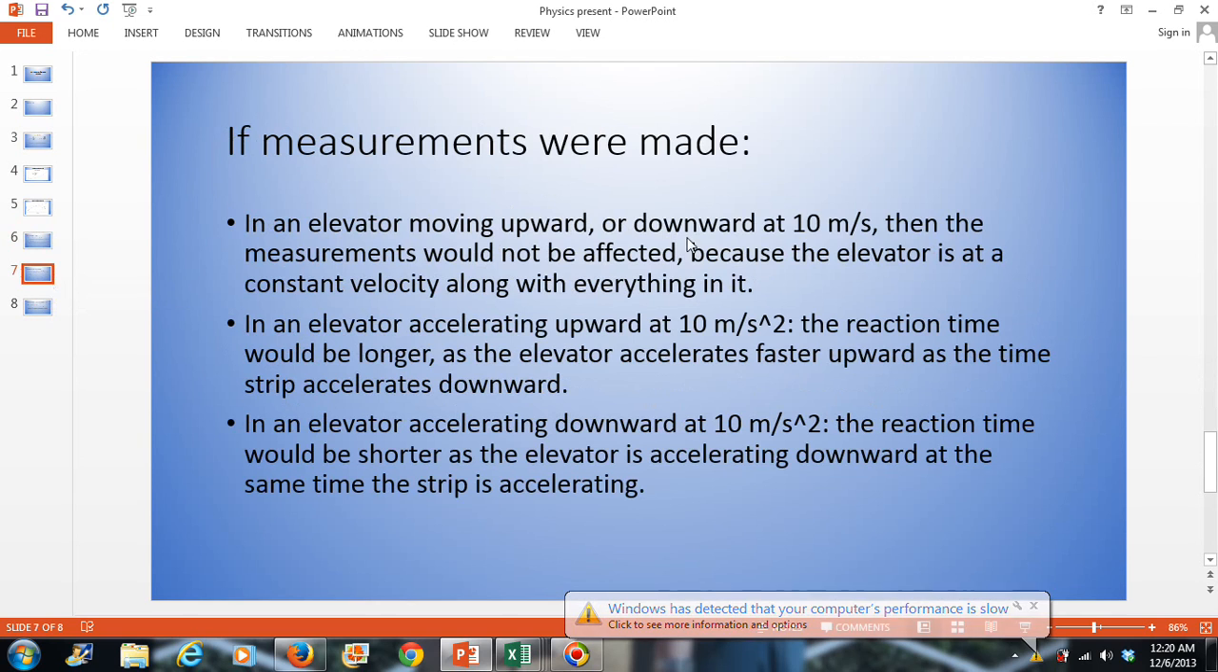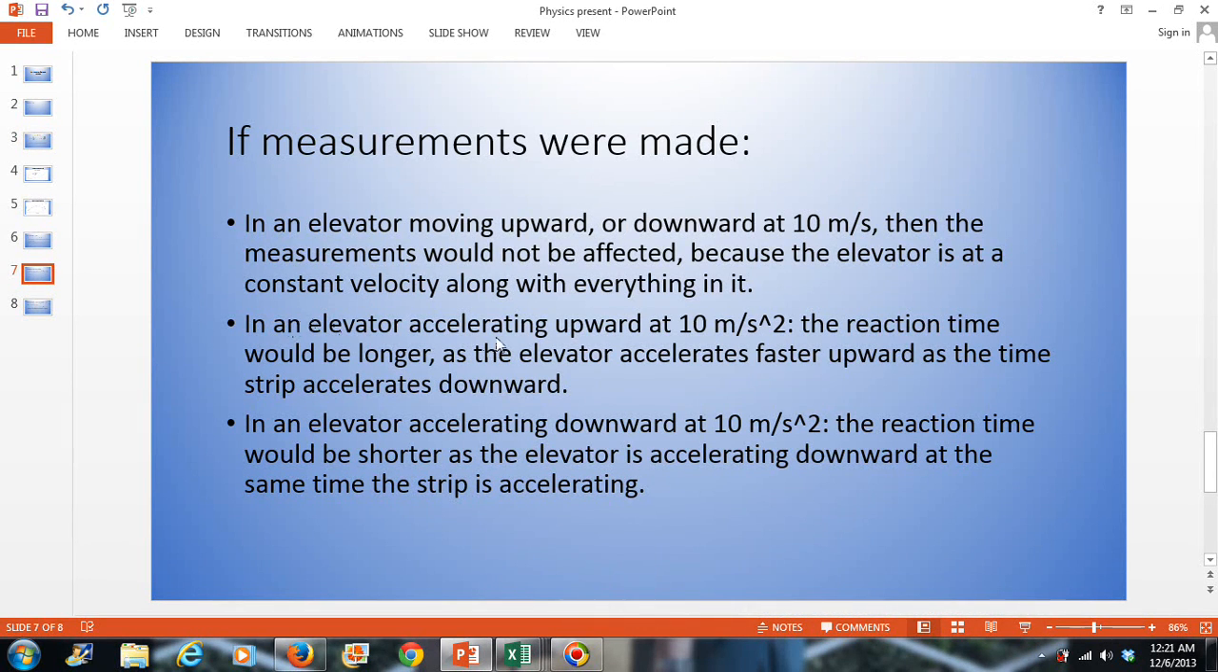And if measurements were made in an elevator moving upward or downward at 10 meters per second, then the measurements would not be affected because the elevator and everything inside the elevator is moving at a constant velocity along with everything else. So the reaction strip is also going to be moving upward or downward, so it will accelerate towards the Earth just as it would outside of the elevator. But to someone on the outside of the elevator looking in, it would be totally different.